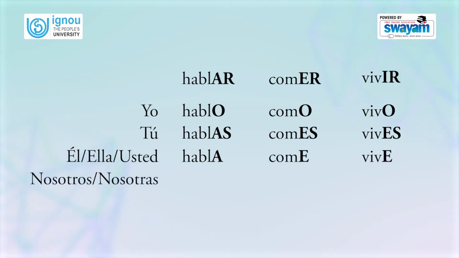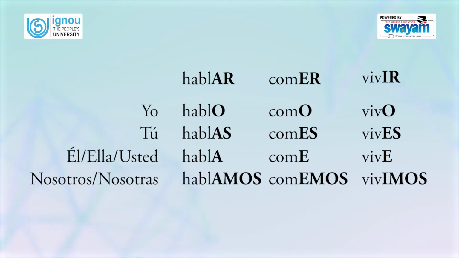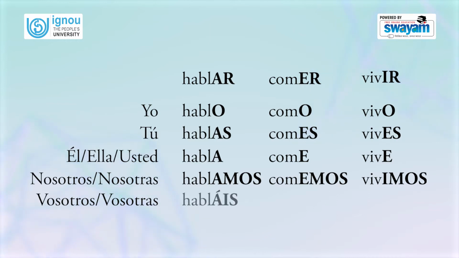For nosotros, nosotras, which is we, the first person plural, it is amos for AR ending verbs, emos for ER ending verbs, and imos for IR ending verbs. So accordingly, we have the conjugations as hablamos, comemos, vivimos. For the vosotros form, which is second person plural form, it is áis for the AR ending verbs. For the ER ending verbs, it is éis. For the IR ending verbs, it is ís. So for example, we have correspondingly habláis, vosotros coméis y vosotros vivís.